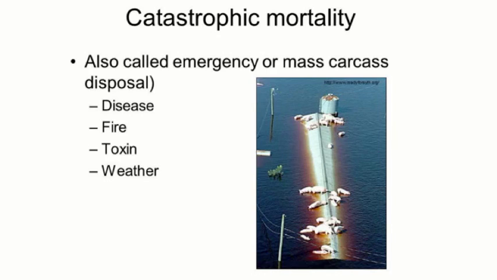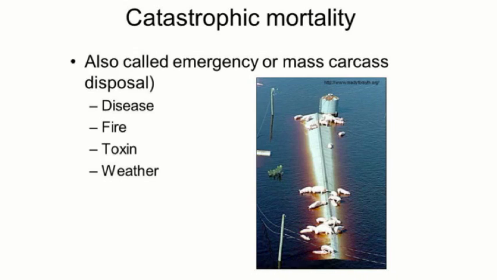I want to just finish up by talking briefly about catastrophic mortality management plans. I mentioned early on that they're important and need to be part of the farmer's management plan, whether it be a CNMP, a nutrient management plan, or a plan submitted for another voluntary environmental program.